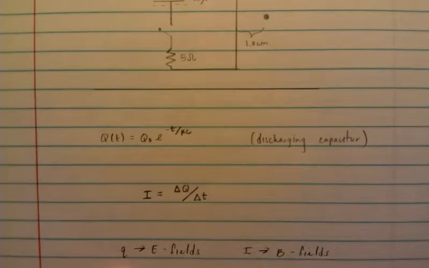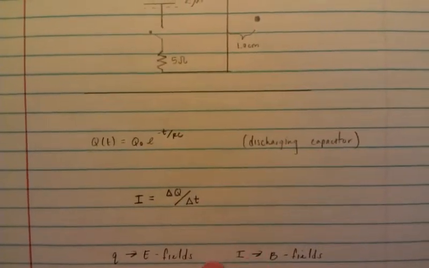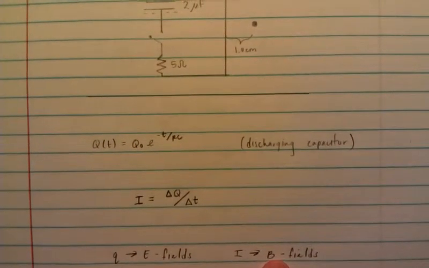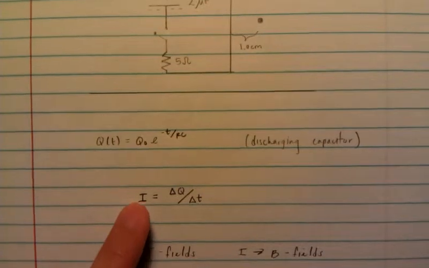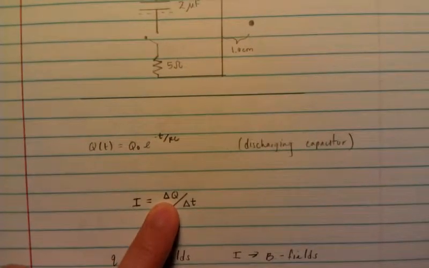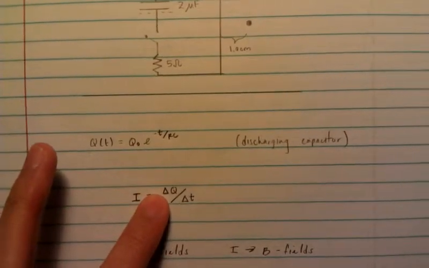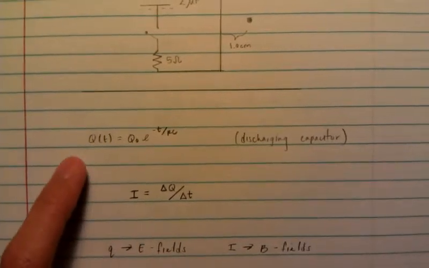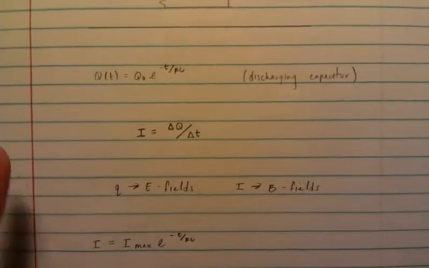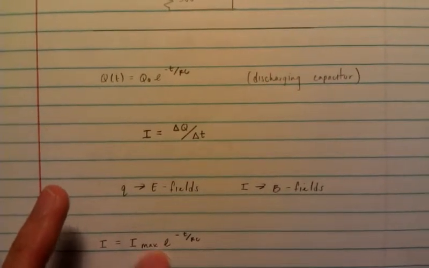Now, just a plain old charge gives rise to electric fields, but we're interested in a magnetic field, and current or a moving charge gives rise to a magnetic field. And so we'll use the relationship current is equal to the change in charge over change in time. And since current and charge are directly proportional, we'll just replace charge in this equation with current. And that'll give us the equation I equals I max times e to the negative t over RC.